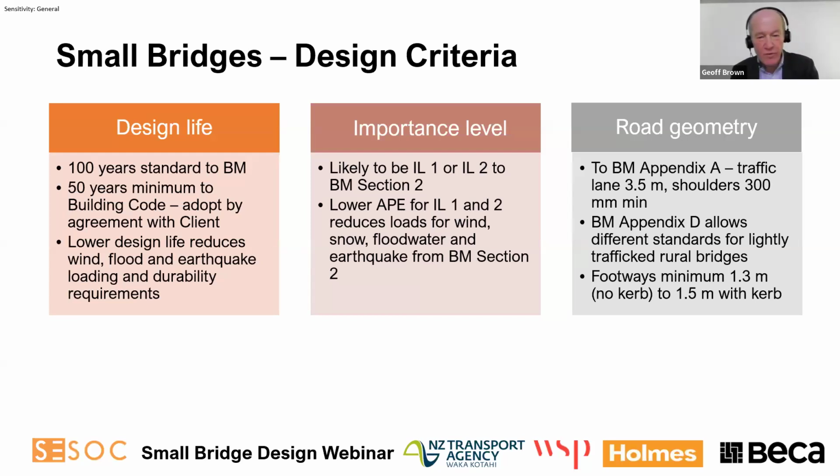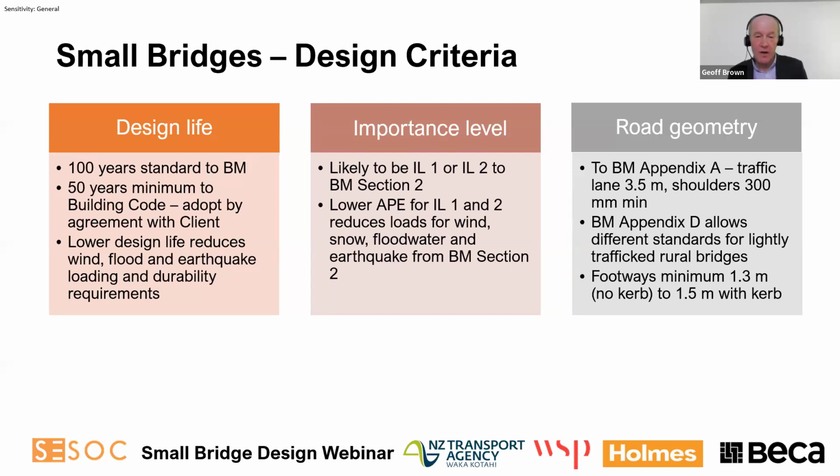Tied in with that is the importance level. For most small bridges, it's likely to be importance level 1 or 2, as defined in Bridge Manual Section 2. And again, you'll have a lower annual probability of exceedance for importance level 1 and 2, which reduces loads for wind, snow, flood water, and earthquake, which are taken from Bridge Manual Section 2.